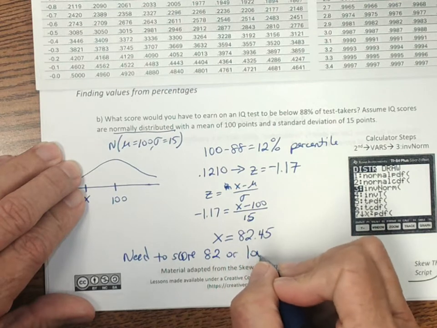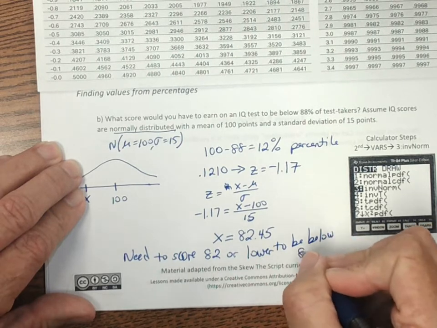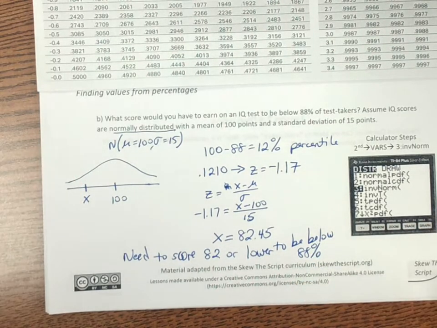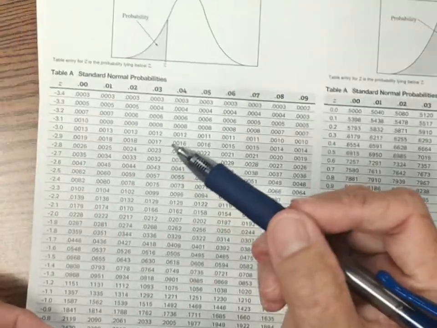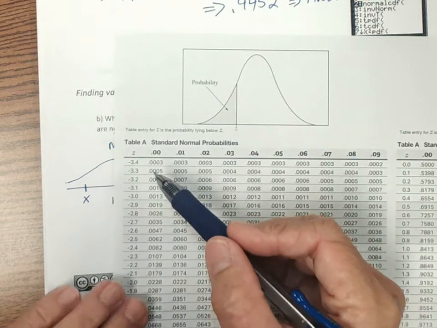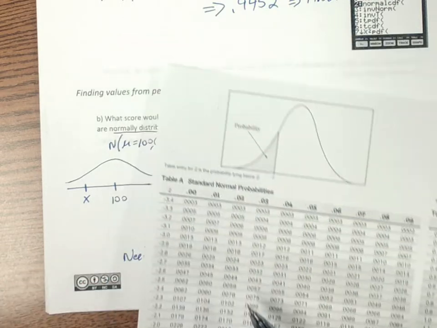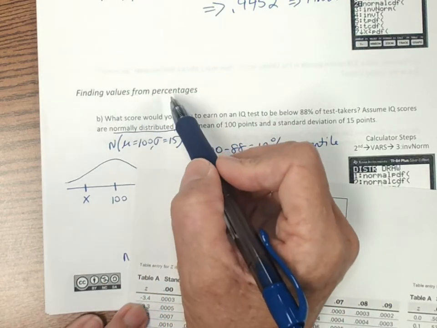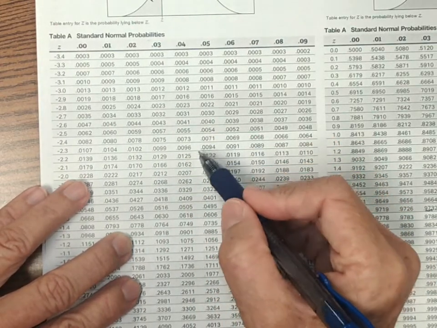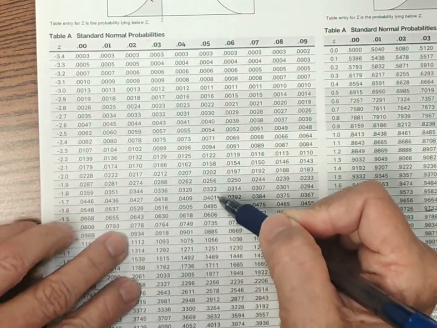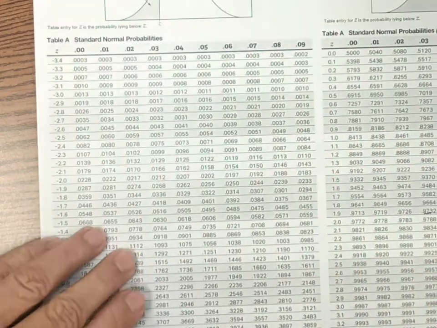So I would need to score 82 or lower to be below 88% of the test takers. Again, I don't know why you'd want to do that, but that's how you would do it. So if we have a value, we'd find the z-score and then find the probability and convert that to a percentile. If I need to find the value and I have a percentile, I look inside the table, convert the percentile to a decimal, look for the closest value for that decimal, and then go out and upwards to find the actual z-score.